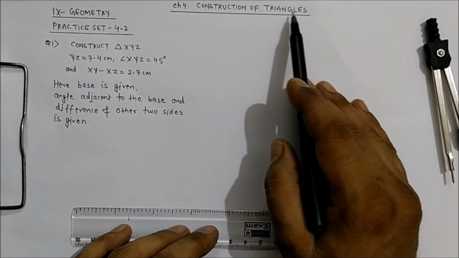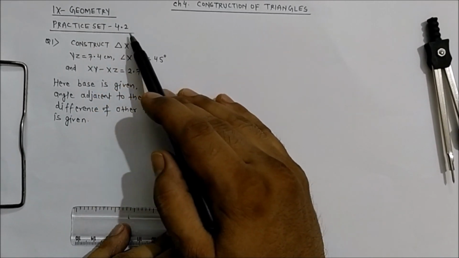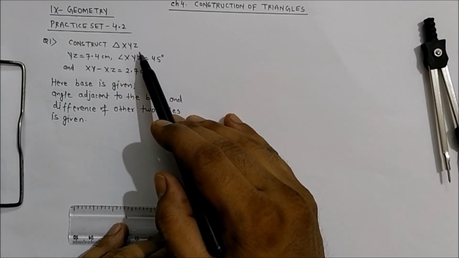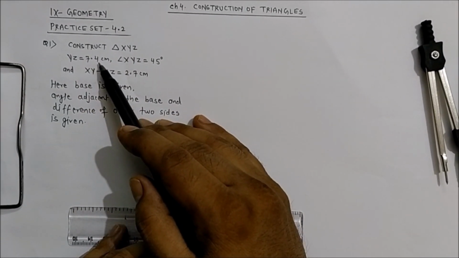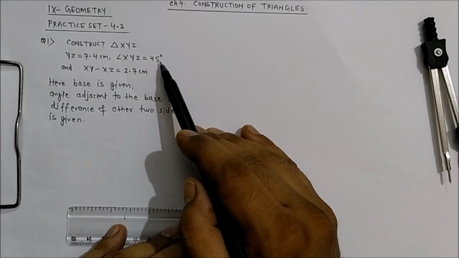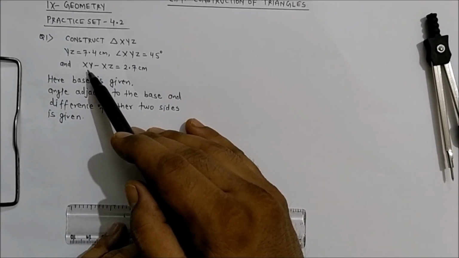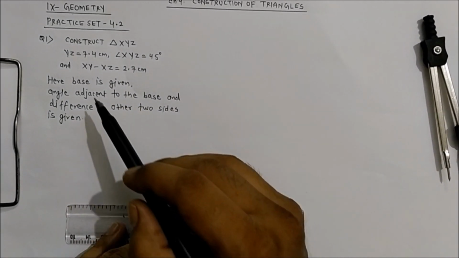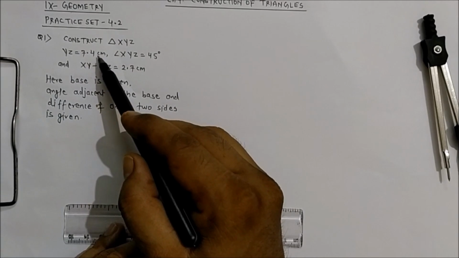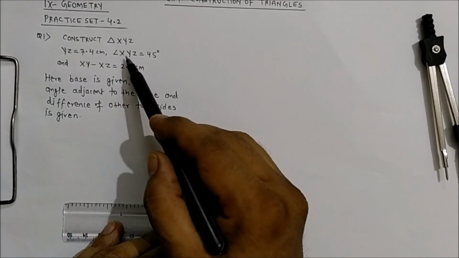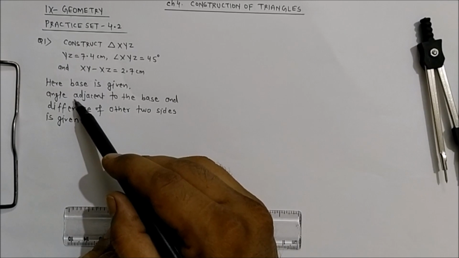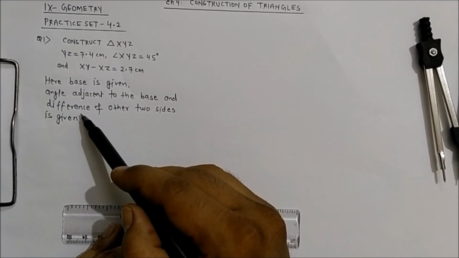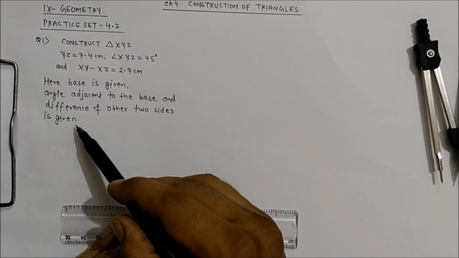Today in the topic construction of triangles, practice set 4.2, question 1. Construct triangle XYZ, YZ 7.4 cm, angle XYZ 45 degrees and XY minus XZ 2.7 cm. So we can see that here YZ is 7.4, so the base is given, angle XYZ is 45 degrees, the angle adjacent to the base, and XY minus XZ, that is, the difference of the other two sides, is given.